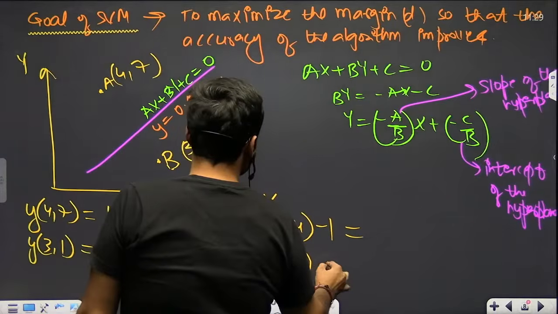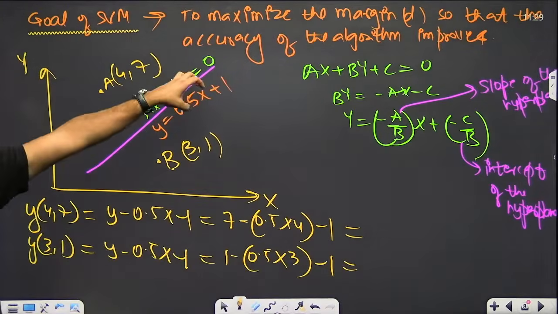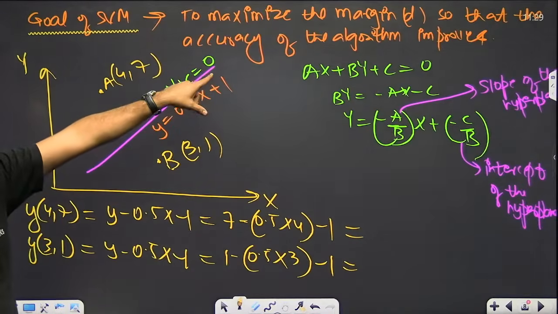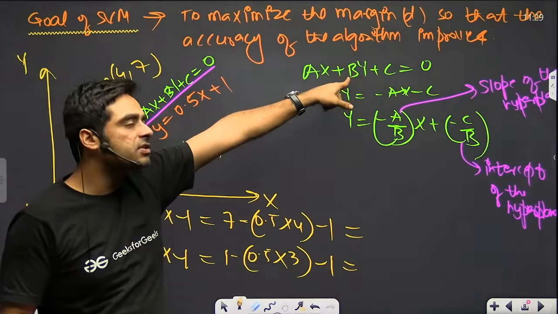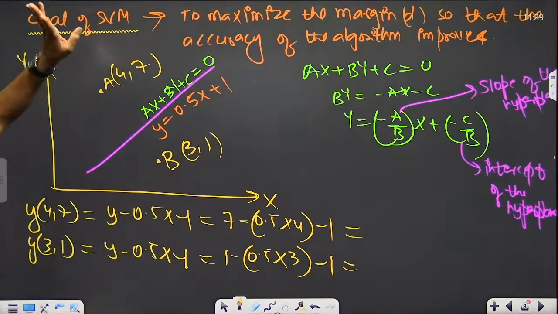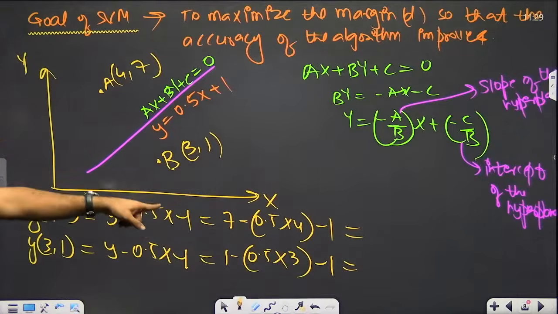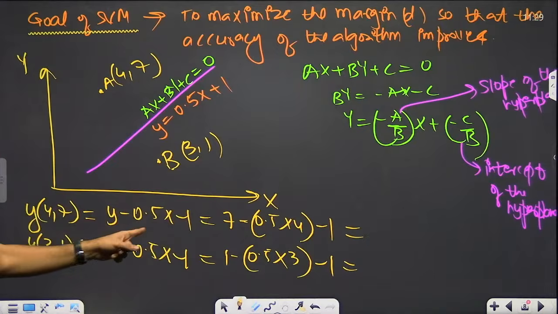Okay, minus 1. See, I'll just take everything here. I have to take everything here or this to here. So what I'll do is I'll just take everything in this form, right? I hope you are getting this. So I'll just convert everything in this form. So now what I'll do is I just put x as 4 and y as 7. Okay, and here I put x as 3 and y as 1.